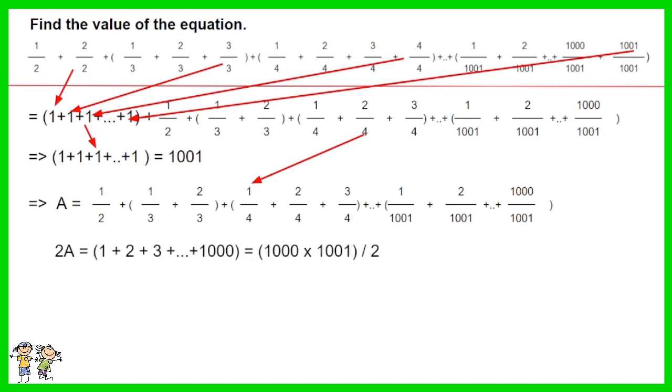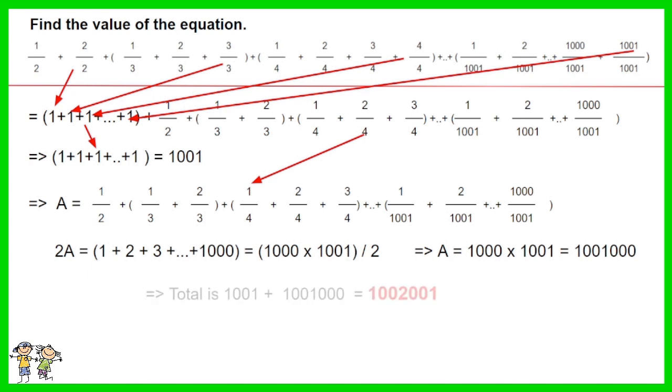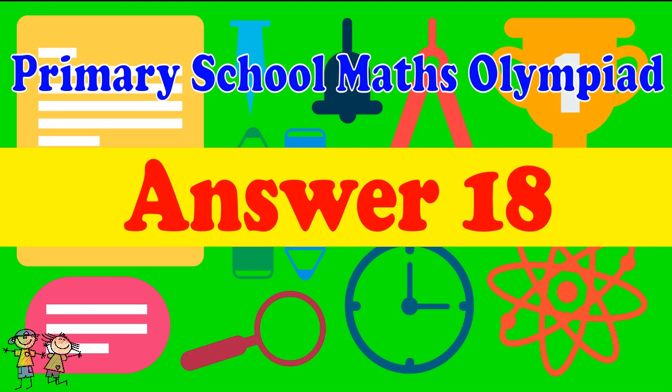Times A by 2. The result is 2A is equal to the sum of 1 to 1000. Sum of 1 to 1000 equals 1000 times 1001 divided by 2. Work out the equation. You have A equals 1,001,000. Thus the answer to the equation is 1001 plus 1,001,000 equals 1,002,001. Answer for question 18.